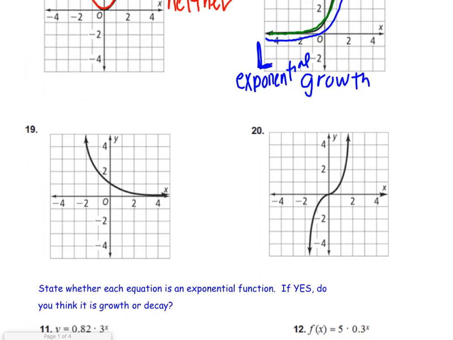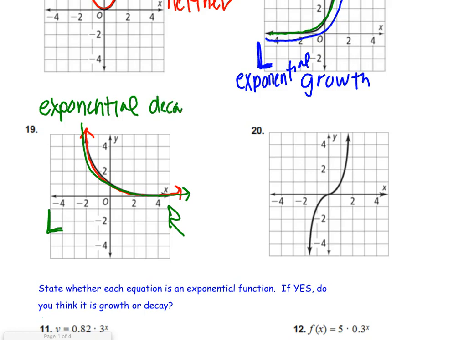Here we go. Let's check out this one. 19 has a swooshing effect, kind of what we'd like to see. So I think it's safe to say it's exponential. But am I growing or am I decaying? Remember, start on the left, go to the right. I'm starting up and I'm going down, down, down, like that. So it's decay. Exponential decay.